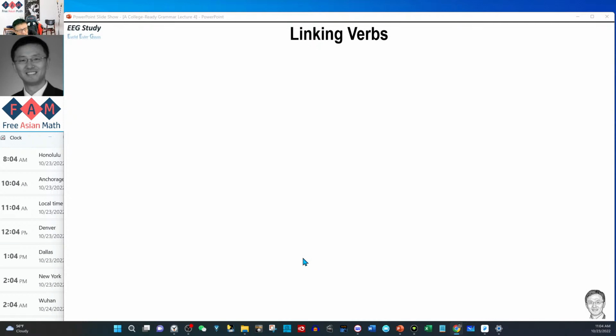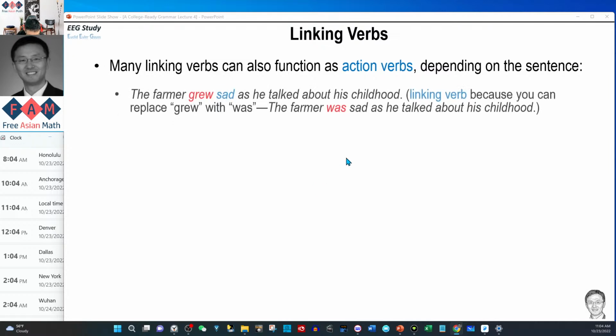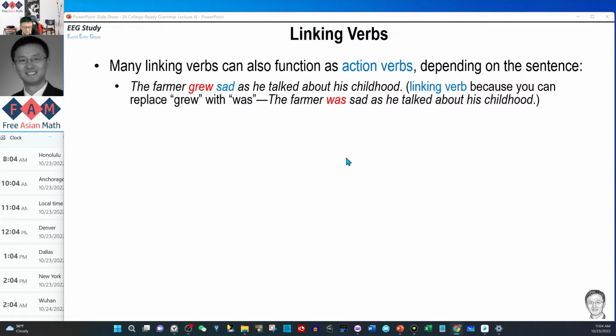I still cannot tell why certain verbs are linking verbs, because I think taste can also be an action verb. I tasted soup, right? You're absolutely right, because many linking verbs can also function as action verbs. Okay? It really depends on what kind of sentence you have. So, the farmer grew sad as she talked about his childhood.